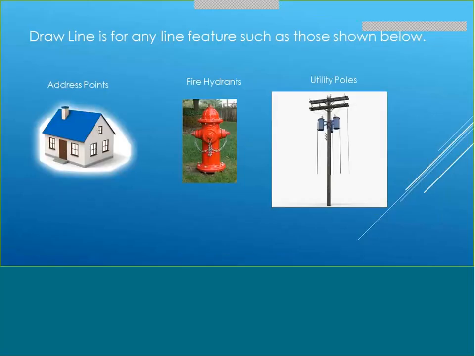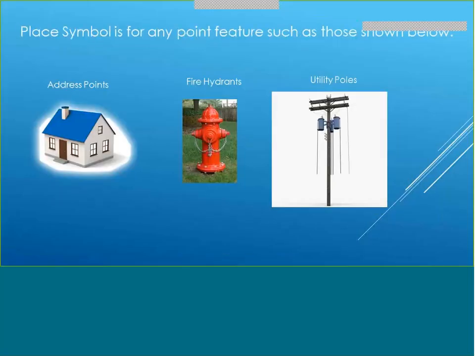Your next one, place symbol, is for any point features on your map. So this is your address points, fire hydrants, utility poles, water meters, anything that's just a point feature you can click on the map. That is what you would use for any of those types of features.